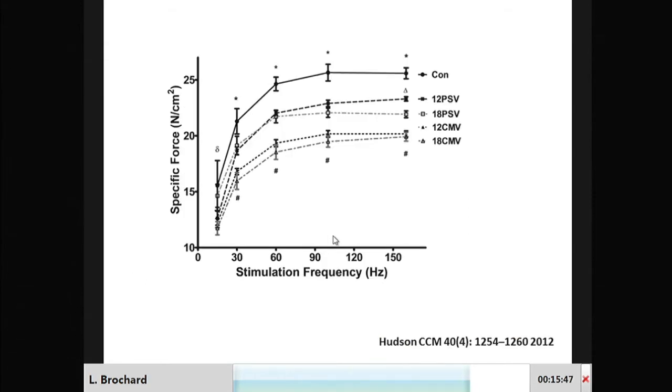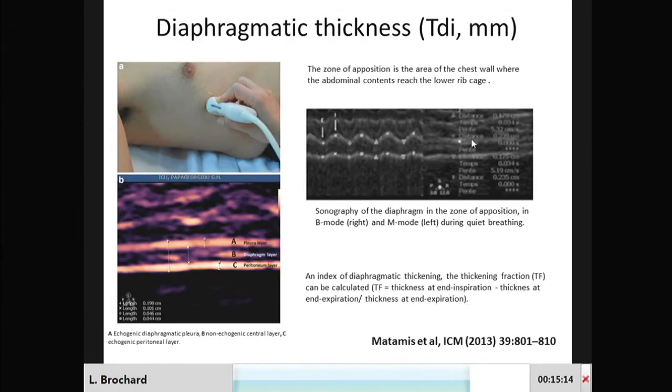However, other experiments show that it's not because you use an assisted mode that you prevent this atrophy. This paper was saying that a high level of pressure support, here 18 centimeters of water of pressure support, is similar to controlled mechanical ventilation in inducing atrophy. So we go back and say, maybe it's not because we use pressure support in many of our patients that we prevent this atrophy. So we need clinical data.